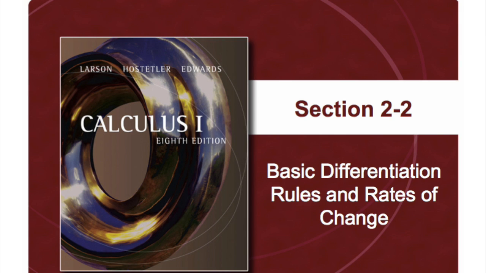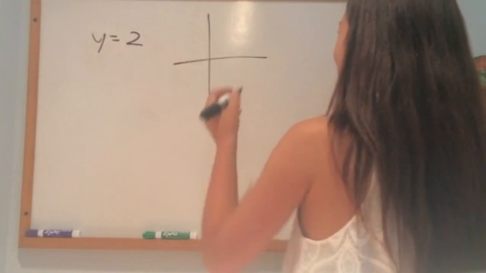Alright, welcome back, class. Today, we'll be talking about derivatives. We already know that a derivative is the slope of the tangent line at a given point on a graph. But today, we'll learn how to find the derivative of a given function using some basic rules. The first is the constant rule.